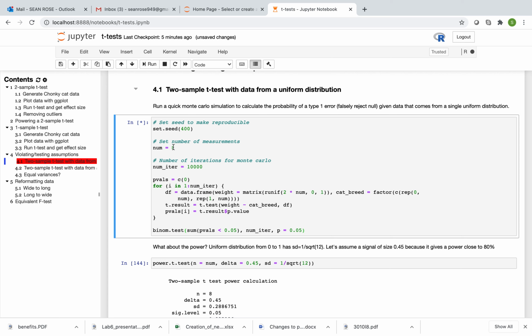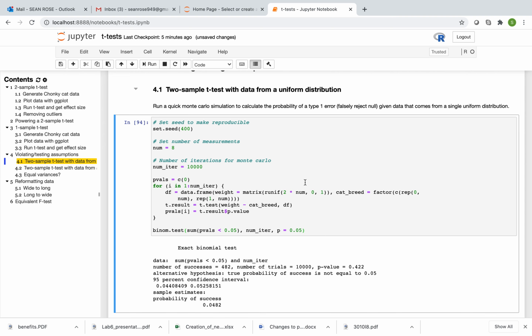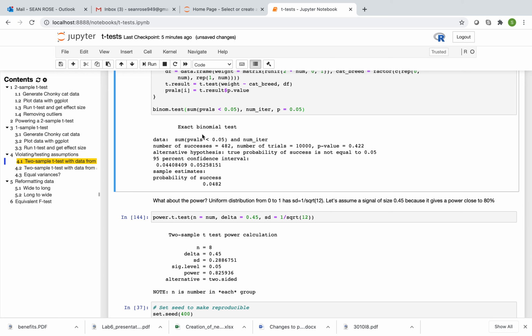Actually, the reason I'm only doing 8 measurements per group here is just so this doesn't take forever, because I'm lazy. But anyway, here are the results of the binomial test. I'm looking at the number of p-values I got that are less than 0.05. It says number of successes. What that means is the number of times I actually falsely rejected the true null hypothesis. So 482 times I rejected the null hypothesis out of 10,000 trials. That gives me an estimated type 1 error rate of 0.0482. That's just 482 divided by 10,000.